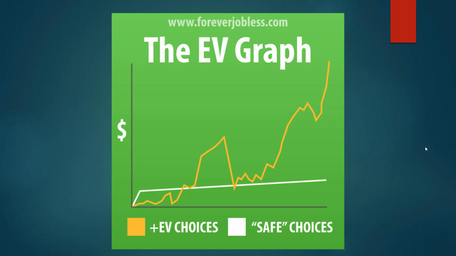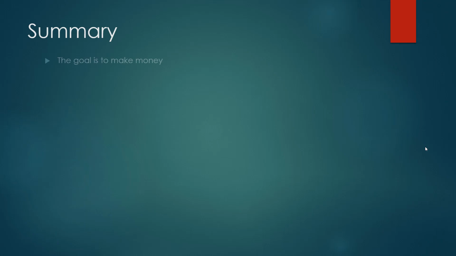Right? Obviously, you have to be able to accurately assess what those percentage chances of the outcomes are, and you have to have a bankroll or enough reserves to not be out of the game. But outside of that, make those positive EV choices. So, to summarize, the goal is to make money. We're not here to lose money. We're trying to make money, but you don't have to win all the time.